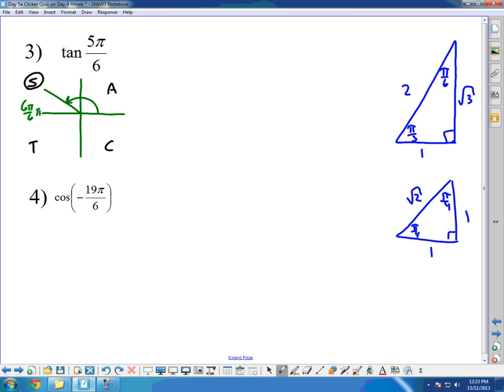Sine is positive in the second quadrant. Therefore, I'm asking for tan, so it's negative tan of something. It's similar to the related acute angle. Again, I've gone 5 pi over 6. One more would get me 6 pi over 6. So the related acute angle is pi over 6. Now I go to my triangle, find out where pi over 6 is. It's right here. Tan is opposite over adjacent. And so it is negative 1 over root 3.